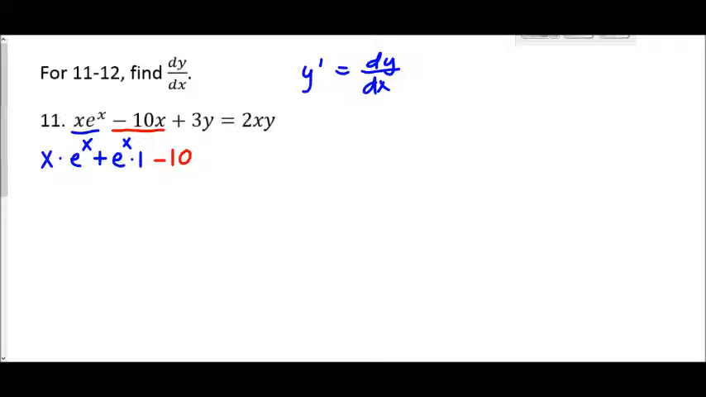And then we have to take the derivative of 3y. So we'll have plus 3, and then we took the derivative with respect to y. So this will be our first dy dx here.